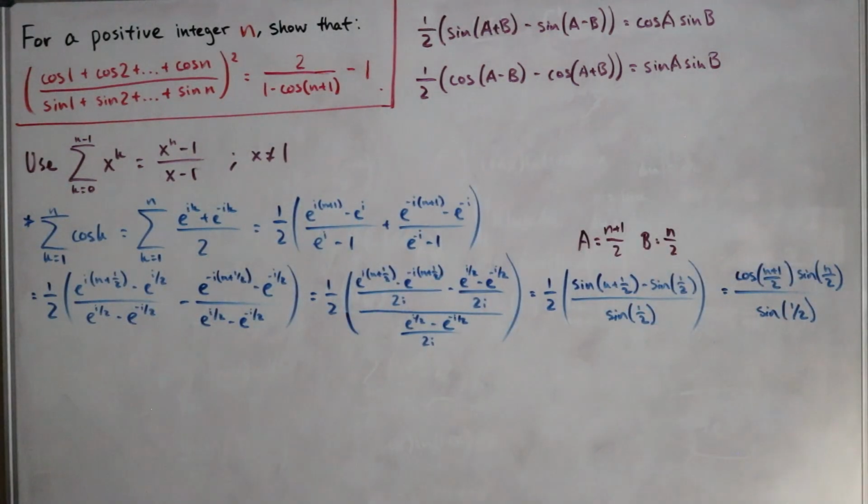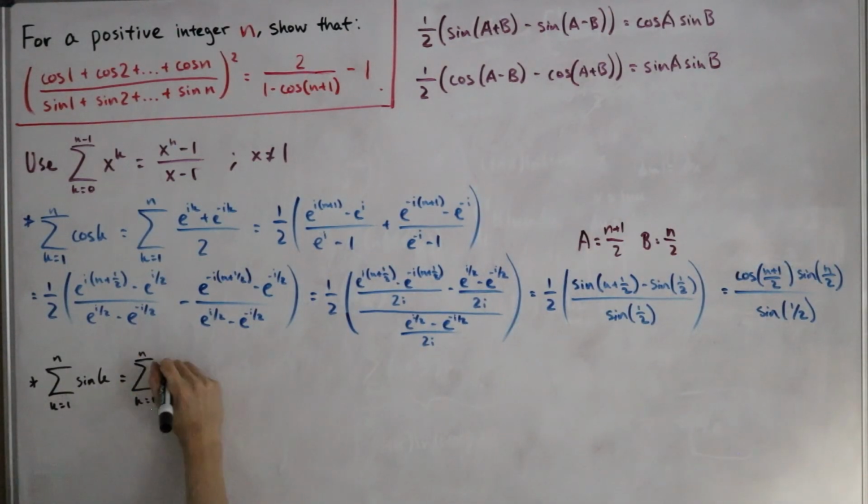All right, so the next thing we're going to be dealing with is our sine expansion. So that's going to be written as the sum from k equal to 1 all the way up to n of sine of k. Then we perform the same expansion just like before. So the sum from k equal to 1 of e to the power, use its complex exponential definition: e to the power ik subtract e to the power negative ik, and then divided by 2i.